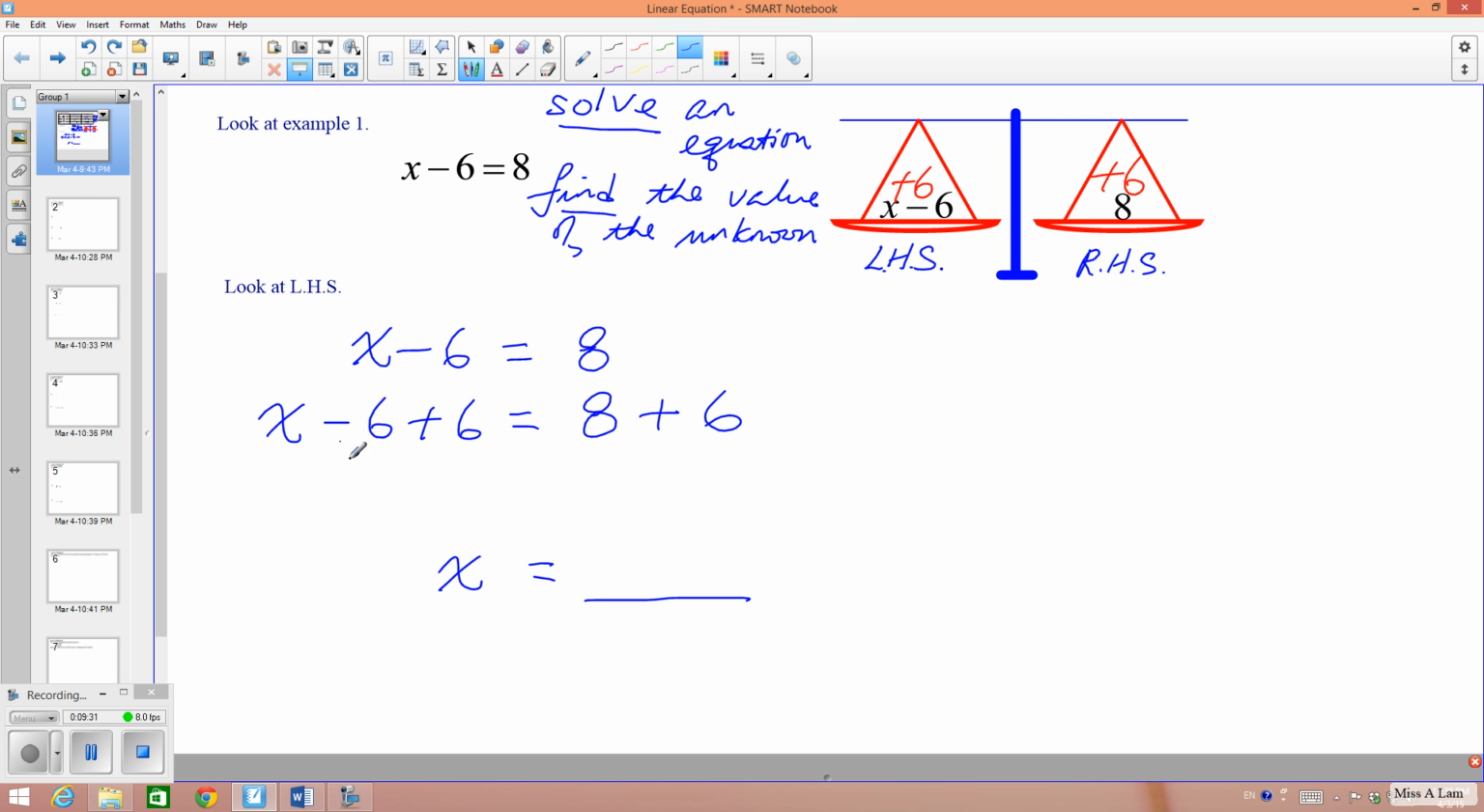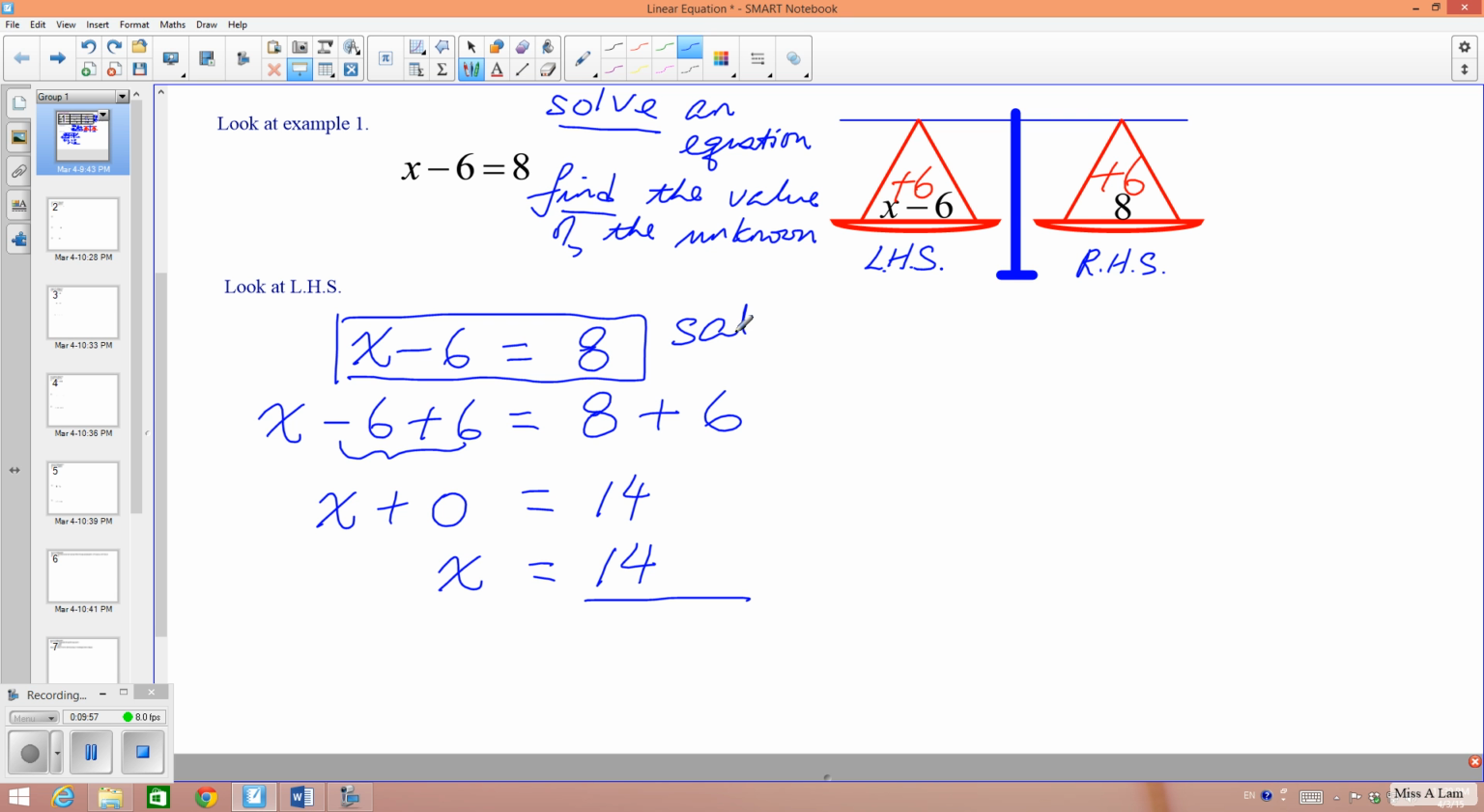Now in this case we have minus 6 plus 6, which is 0, and then on the right, 8 plus 6, which is 14. Of course, we know that x plus 0 is x. Therefore, at the end, I can find the value for x that satisfies this equation. It should be 14. x should be 14.